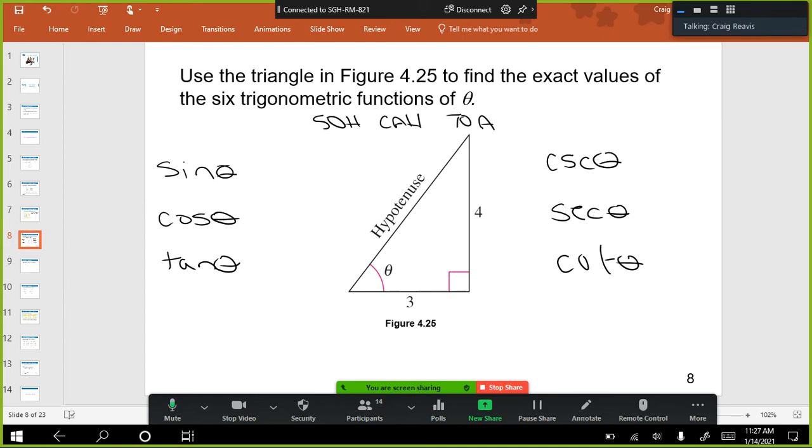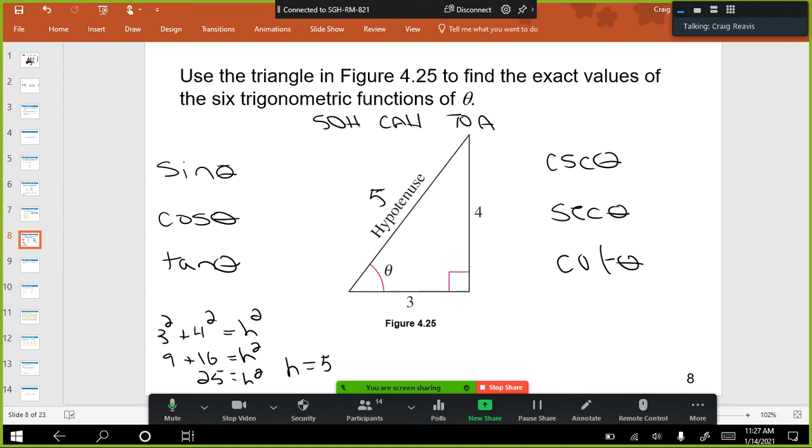If we have a right triangle, you square the two legs, and that equals the square of the hypotenuse when you add them together. So basically I have 3 squared plus 4 squared equals the hypotenuse squared. So that's 9 plus 16 equals h squared. That's 25 equals h squared, and therefore h equals 5. So we have a hypotenuse of 5. This is a 3, 4, 5 right triangle.